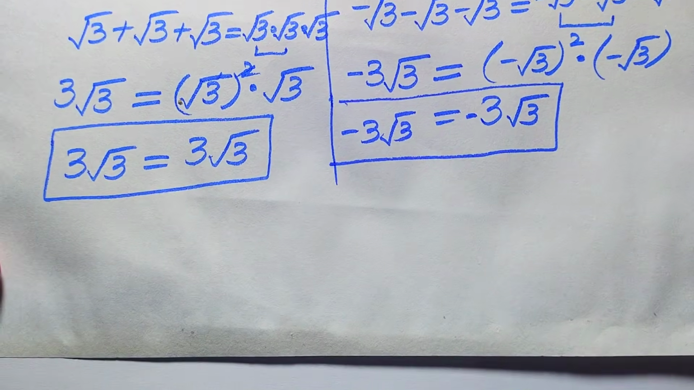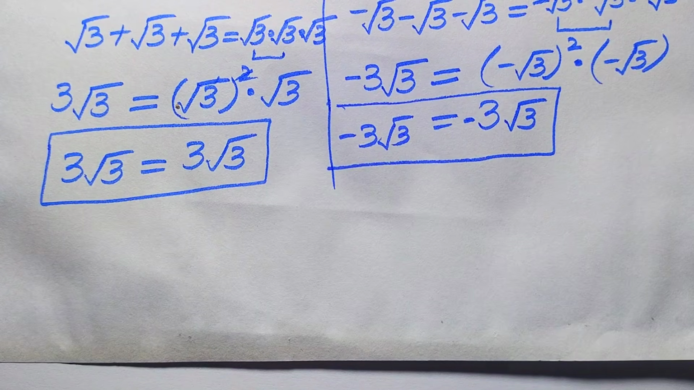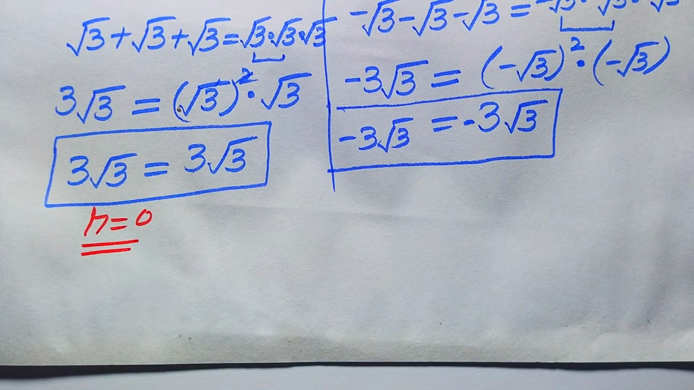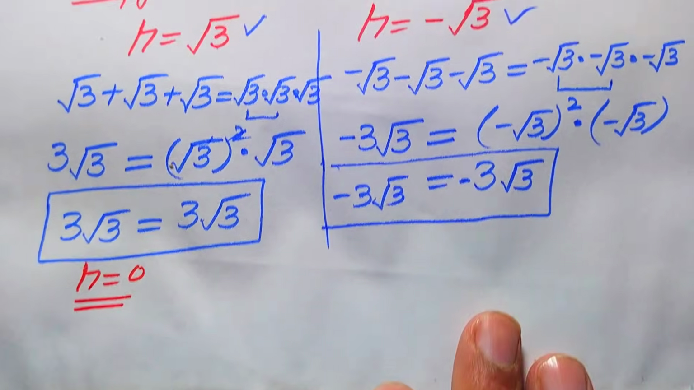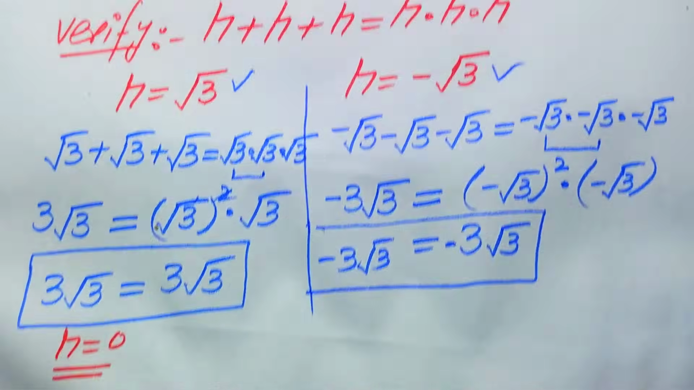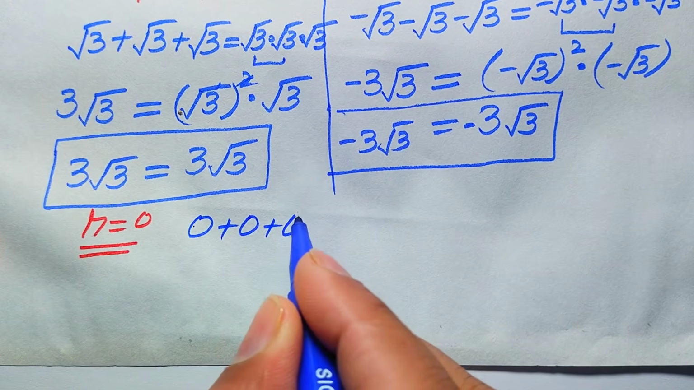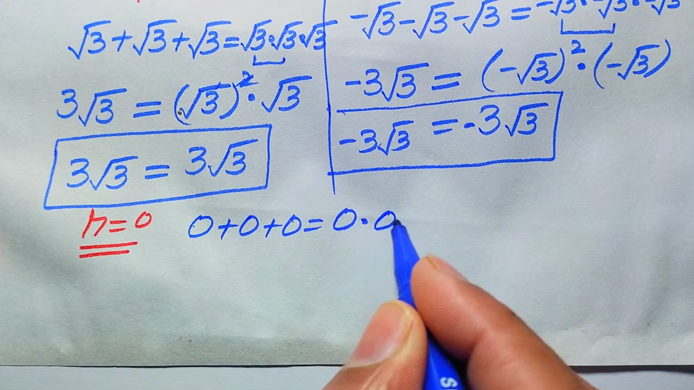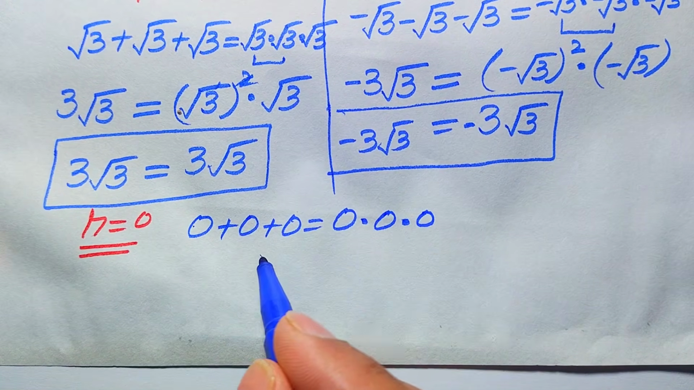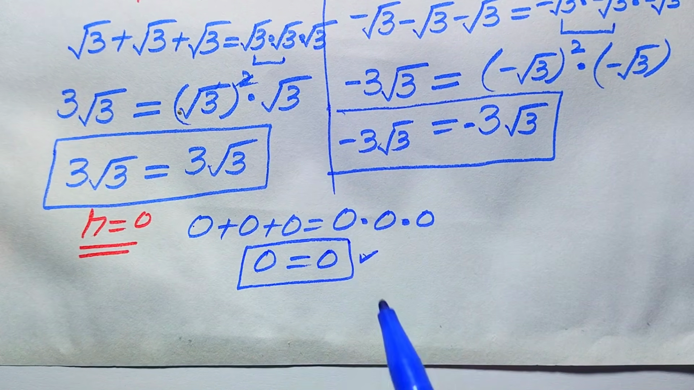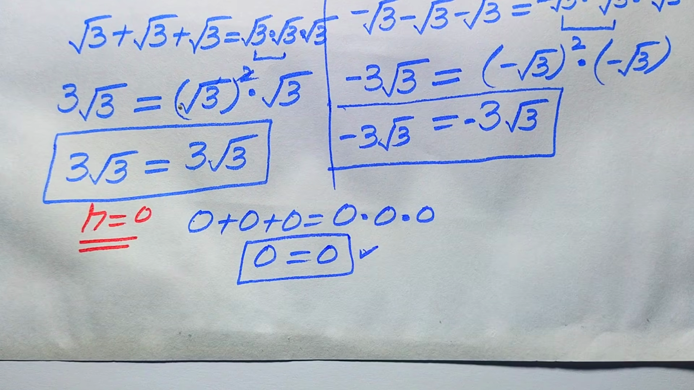And now we verify the third value of h, and our third value of h is 0. It means that we substitute h equal to 0 on both of the sides of the given equation. So when we put 0, it will become 0 plus 0 plus 0 equals 0 multiplied by 0 multiplied by 0. This shows that 0 equals 0. So this means that again both of the sides are equal. It means that all the values of h satisfy our given question statement.